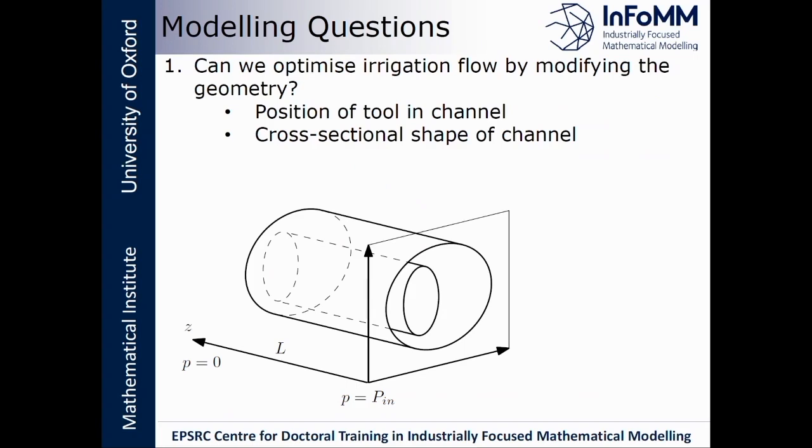So we addressed this by posing two mathematical modeling questions. The first one is we wondered whether we can optimize the irrigation flow through this channel by modifying the cross-sectional geometry. And we thought about modifying the cross-sectional geometry in two different ways. Firstly, we looked at moving the position of the tool within the channel, and secondly, we looked at changing the cross-sectional shape of the channel. And then the second modeling question I'll talk about is we wondered where would a tool naturally sit within this channel if there's a fluid axially flowing.